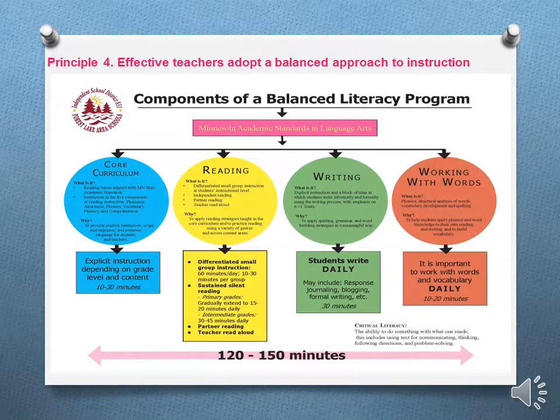Principle 4. Adopt a balanced approach to instruction. A balanced literacy program incorporates a variety of literacy strategies and carefully selected materials for each activity with a responsive teacher. Balanced literacy begins with the development of literature appreciation. It involves teaching phonics, grammar, comprehension strategies, writing forms and skills.